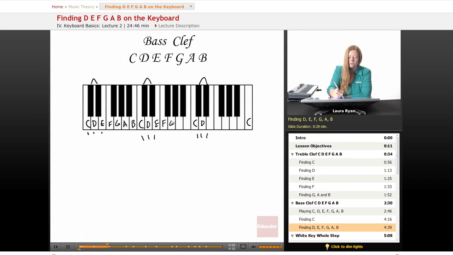The only difference between finding these notes in treble and bass clef is the tone. The tone of the bass clef notes is lower; the tone of the treble clef notes is higher.